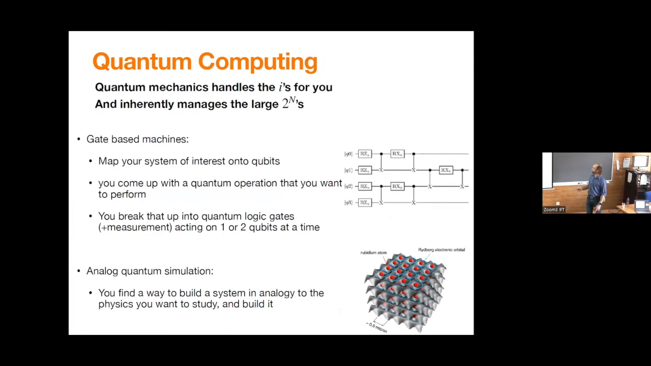There are gate-based machines, where you map your field theory of interest, your system of interest, onto a bunch of qubits. You come up with a quantum operation that you want to perform, which maybe corresponds to the Hamiltonian for your system of interest. You take the unitary that you get from the time evolution using that Hamiltonian, and you break it up into quantum logic gates that only act on one or two qubits at a time. Once you perform this decomposition, you can just run a circuit like this forward.